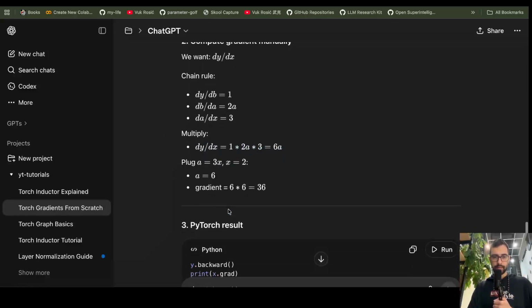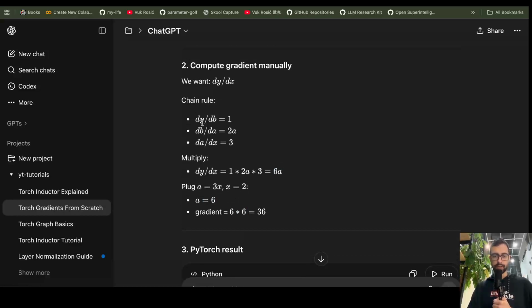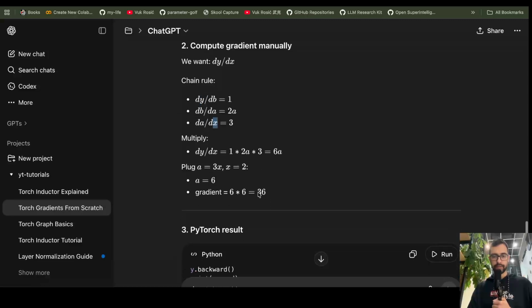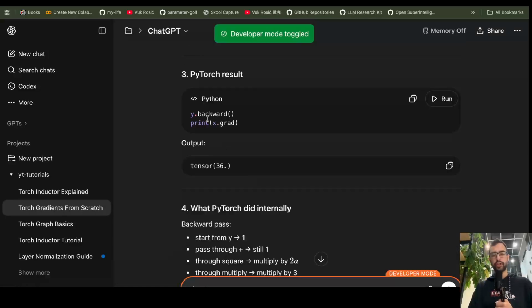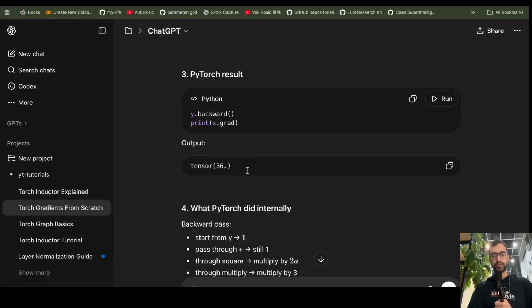If we plug in x equals 2, a is 3 times 2, which is 6. So the gradient is 6 times 6, so 6a, 36 in this case, the gradient of y with respect to x. If you change x by a little bit, y will change by 36 times that little bit. If you actually just call y.backward and print the gradient, it will give you this 36 automatically.